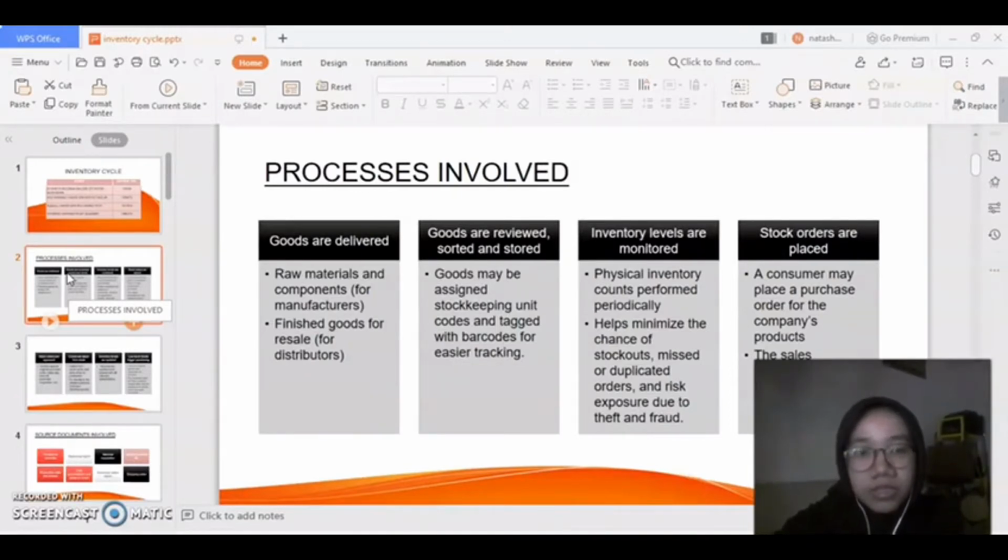Tagged with barcodes for easier tracking. Inventory levels are also monitored. Physical inventory counts performed predictably help minimize the chance of stock out, and stock orders are placed. A consumer may place a purchase order for the company's product sales.